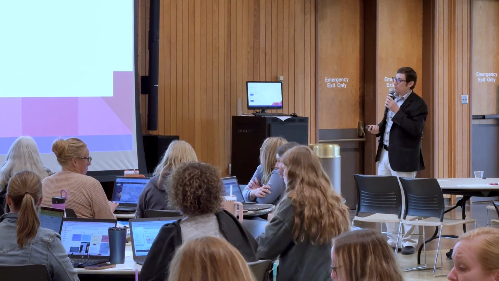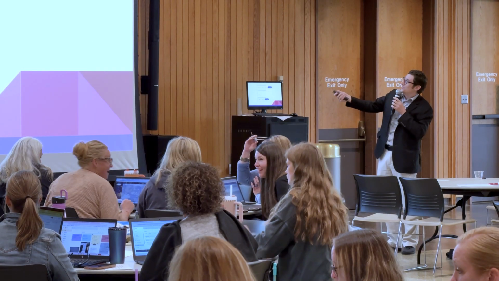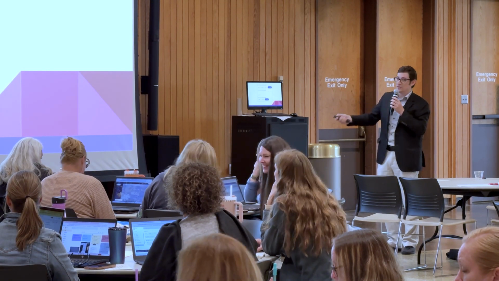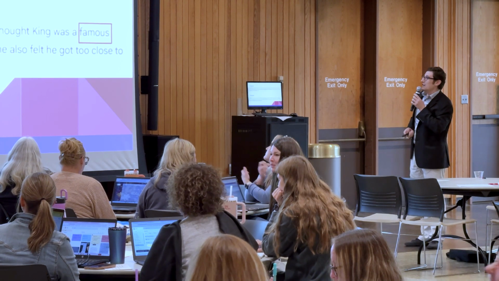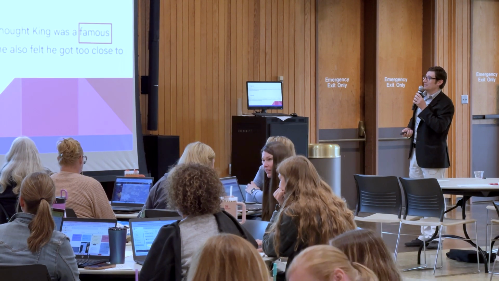This can also be leveled. So you can say, respond at a 5th grade level with shorter responses. So when they might find some really academic sources, that's okay, because here's the original and here's the change it made. Instead of charismatic, it changed that to famous, basically. Instead of elite figures, they're important rich people. Kind of more easy to understand. It kind of leveled the language there.